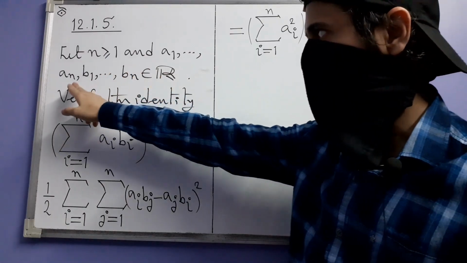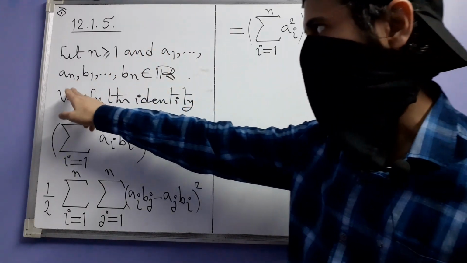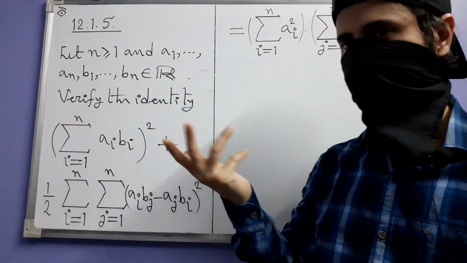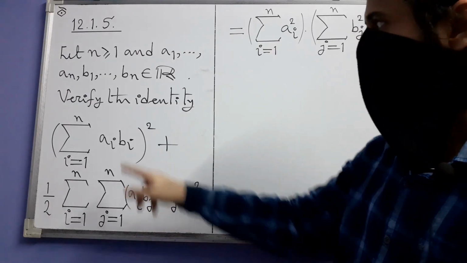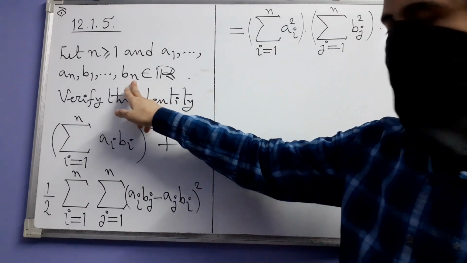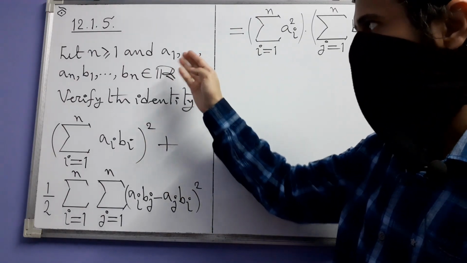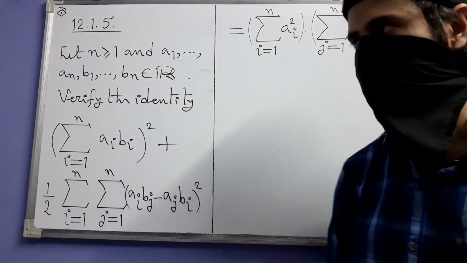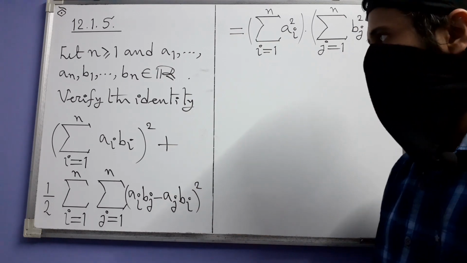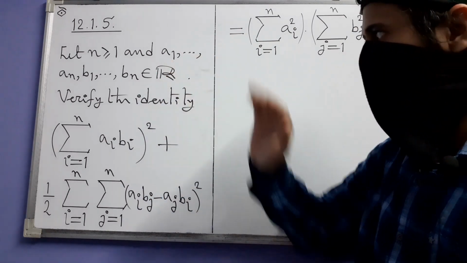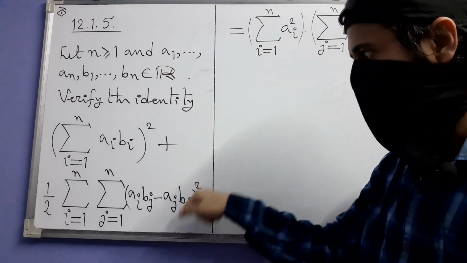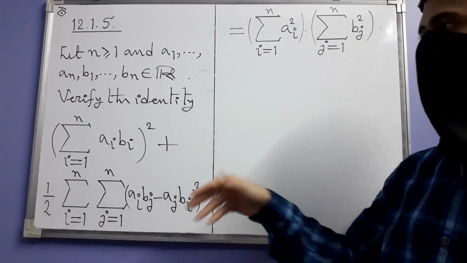The ai's that you see here, from a1 all the way up to an, there may be repetitions in them, and in the equal number of bi's, there may be repetitions. In fact, some ai may be equal to some bj also. But anyway, for these real numbers, we have to verify this identity.